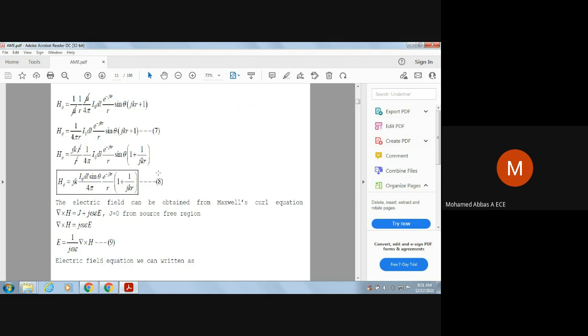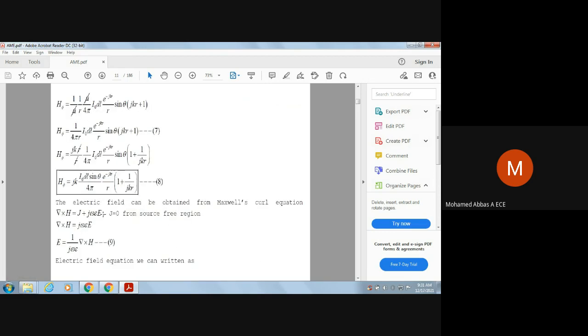Now we are analyzing the Hertzian dipole. That means we have to see what will be the electric and magnetic field components. So we have to derive all the required components, both for the electric as well as the magnetic field. Now, in order to find the electric field, we are going to apply Maxwell's curl equation. So del cross H is equal to J plus j omega epsilon E. So for source-free region, the conduction current J is equal to 0. So the equation reduces to del cross H equal to j omega epsilon E. Now from this equation you can find E. So E is equal to 1 by j omega epsilon del cross H.